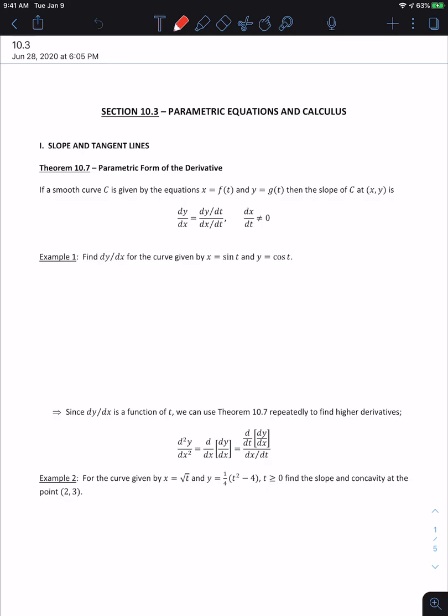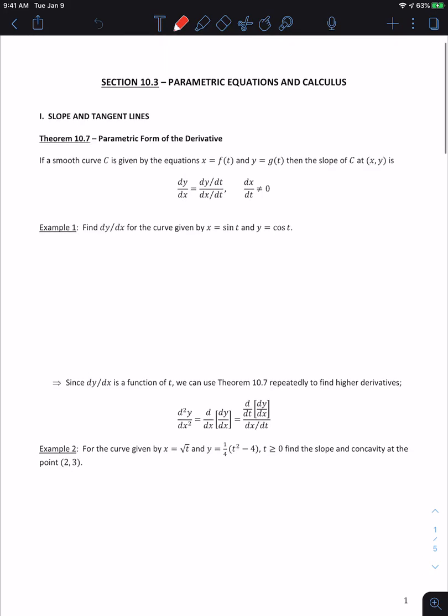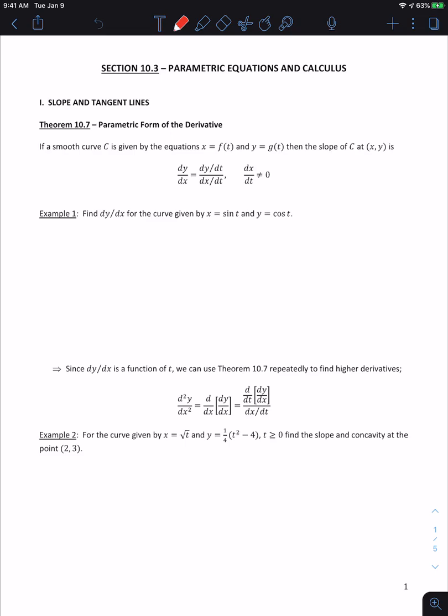Hello everyone, in this video we're going to be looking at section 10.3, which is parametric equations and calculus. So remember, now we're looking at parametric equations. So we have an x equation that is a function of our parameter and a y equation that is a function of our parameter.